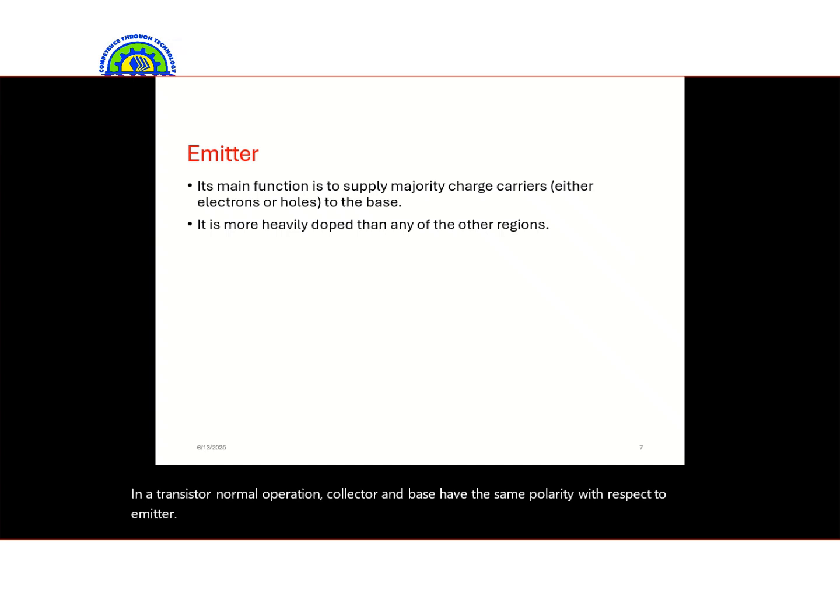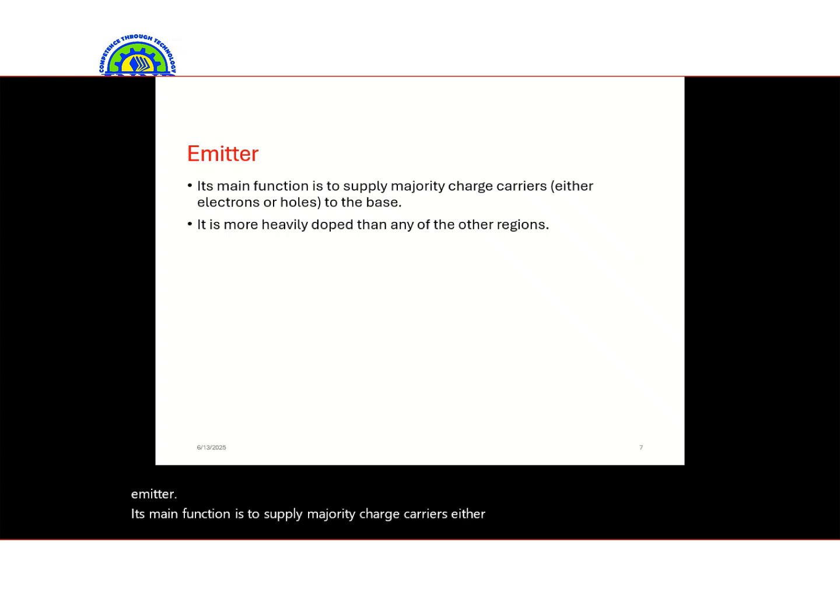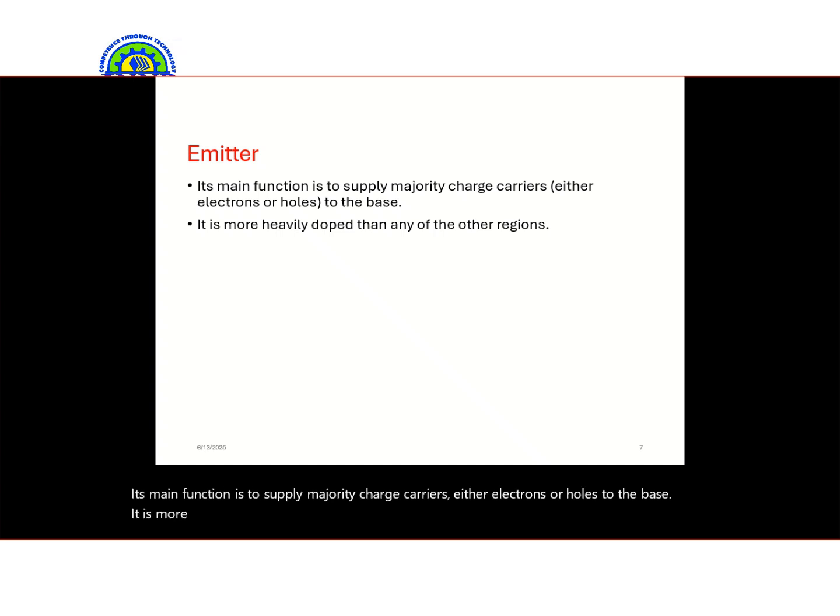Emitter: its main function is to supply majority charge carriers, either electrons or holes, to the base. It is more heavily doped than any of the other regions.